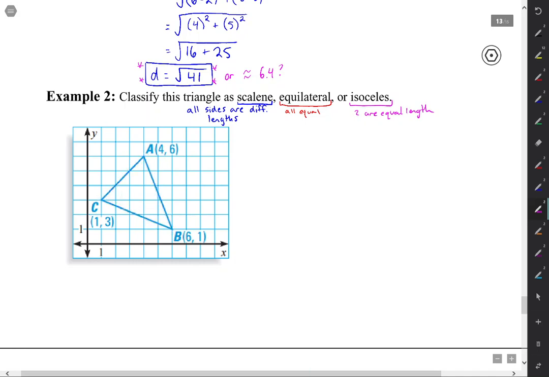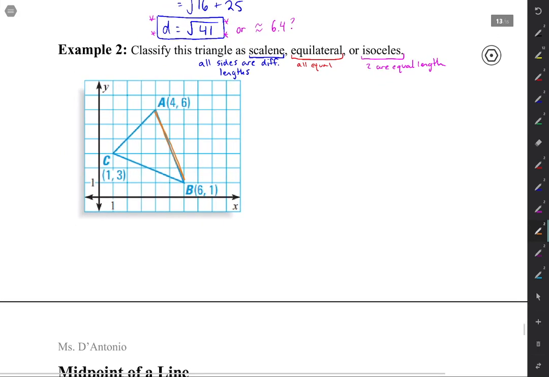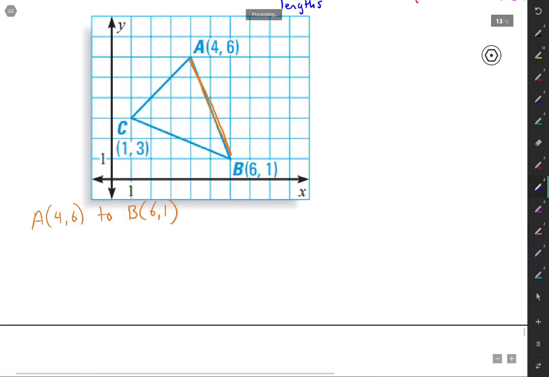So let's start off with doing A to B. So you might need a little more room for this one. I should have left a little more space on the page, but I'm going to do A, which is 4, 6, to B, which is 6, 1. I always like writing down the points like this because I like labeling them x1, y1, and x2, y2.